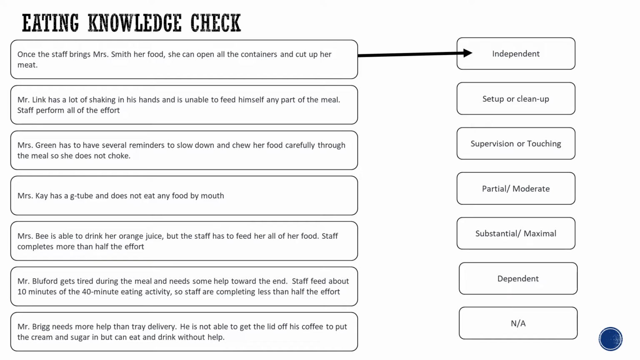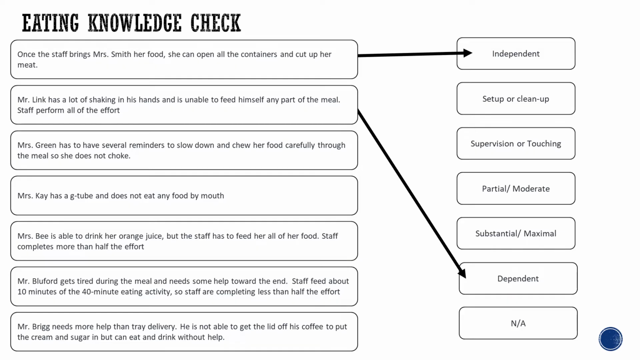Mr. Link has a lot of shaking in his hands and is unable to feed himself any part of the meal. Staff perform all of the effort. How should this be coded? This would be coded as dependent.